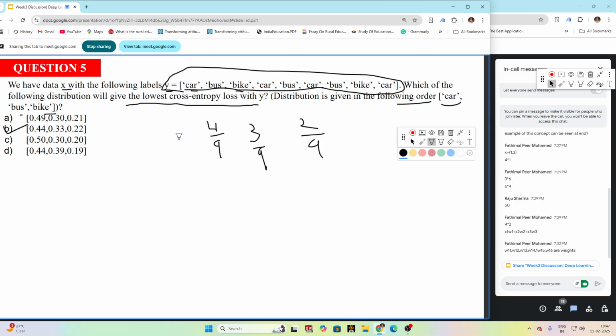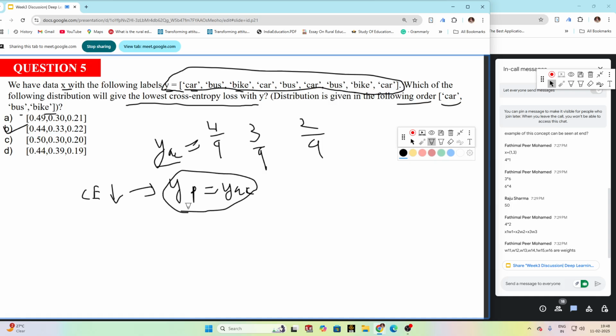So this is actually y actual. But here it has been asked what is the y predicted. Now y predicted will be equal to y actual. At this condition only you will have the lowest cross entropy loss. So the lowest cross entropy will be when y predicted is equal to y actual. So y actual we have calculated, and y predicted will be exactly equal to y actual to have the lowest cross entropy loss. So option B is your correct answer.